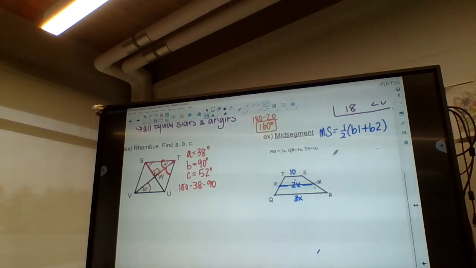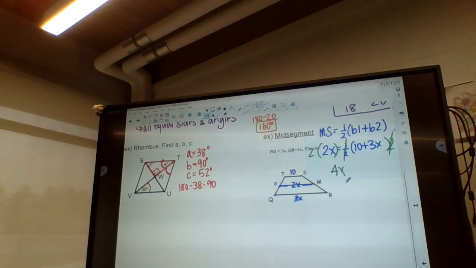So that's our answer, so that's going to be 2x. And then we're doing 1/2 of 10 plus 3x. So this becomes a little algebra problem. I would probably start by getting rid of the 1/2 first by multiplying each side by 2. So this would be 4x equals 10 plus 3x. And so we move that 3x over and find out x is 10.